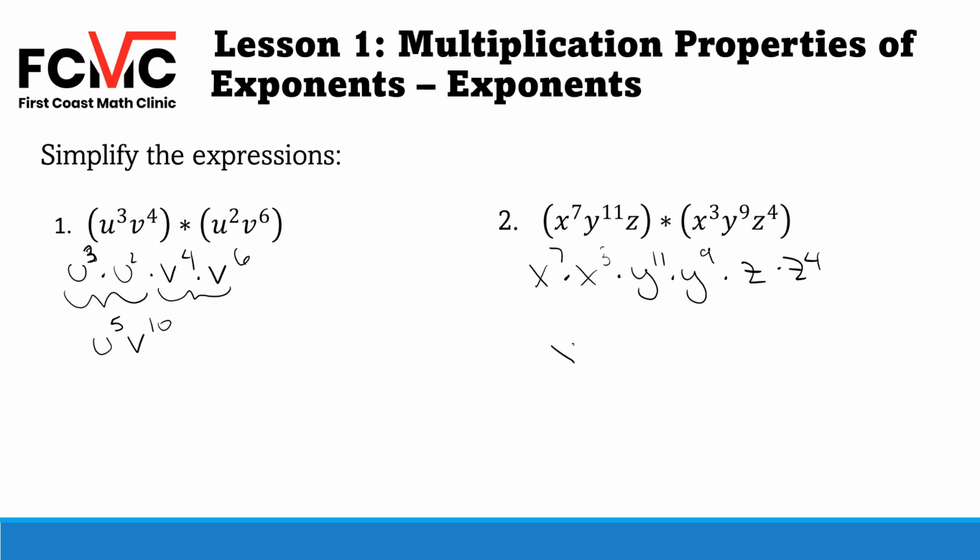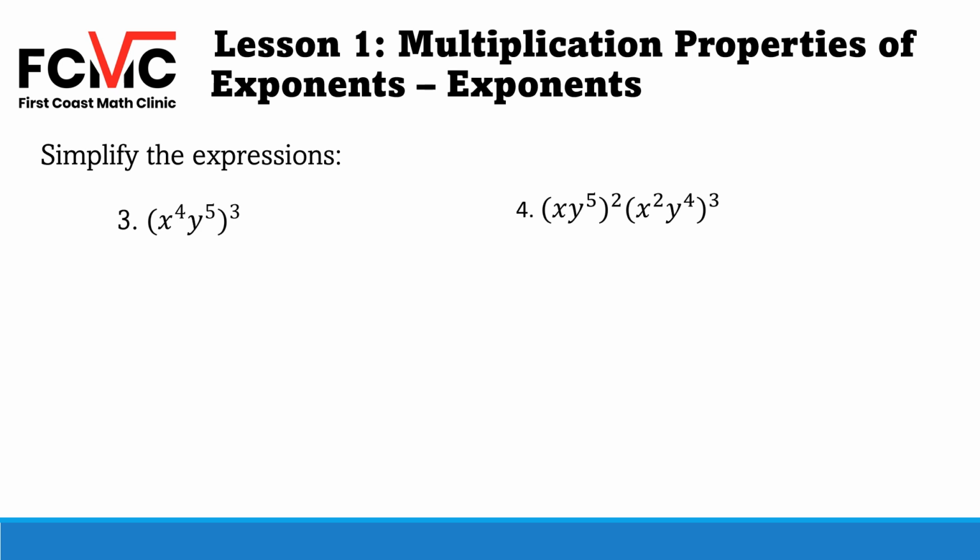So this is going to give us x to the 10th, y to the 20th, 11 plus 9, and then z. Even though we don't have a visible exponent here, when we don't see an exponent, the exponent that's there is always going to be 1. So z to the first times z to the fourth is going to give us z to the 5th. Okay, so number 2 is simplified. Let's move on to numbers 3 and 4.